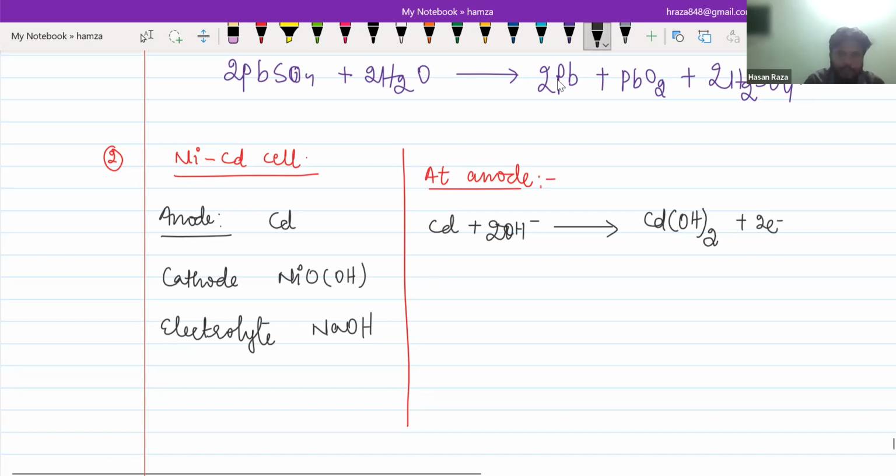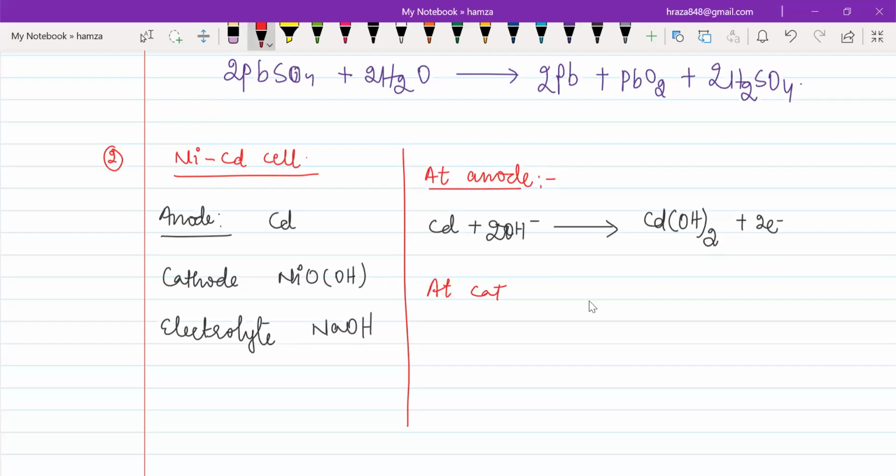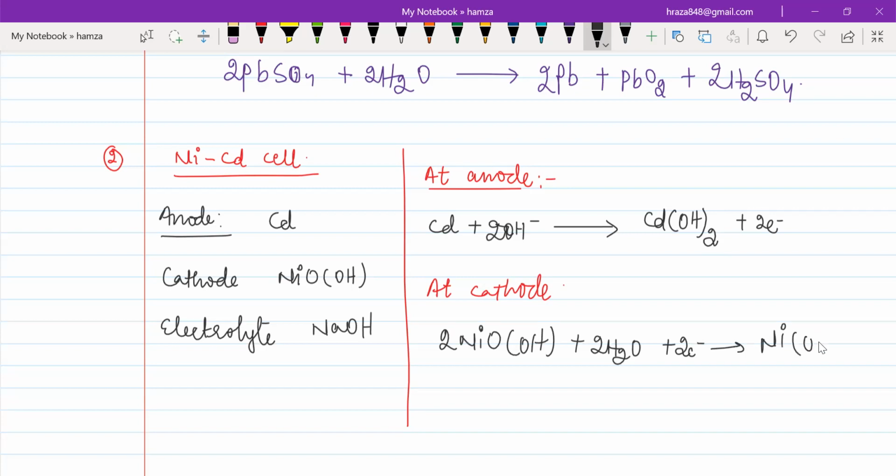Again, if you are going to see at cathode there will be reduction. I'm going to turn off video because it's hanging a lot. So there will be gain of electron. So we can see 2 moles of NiOH react in the presence of water H2O and gains 2 electron to form Ni(OH)2 plus 2OH minus.